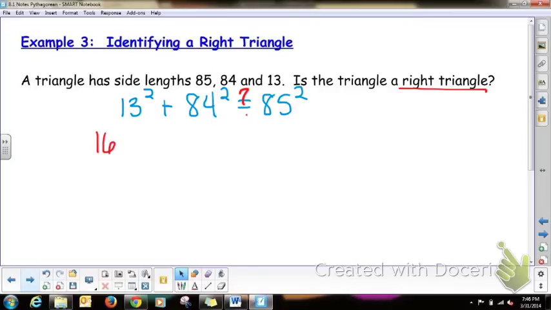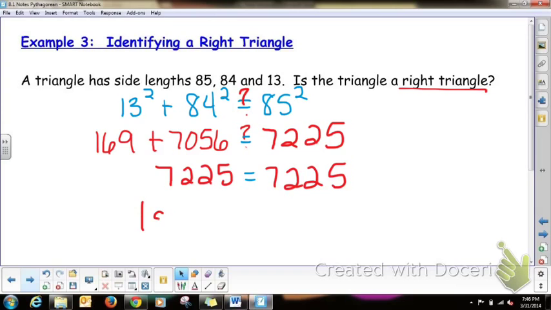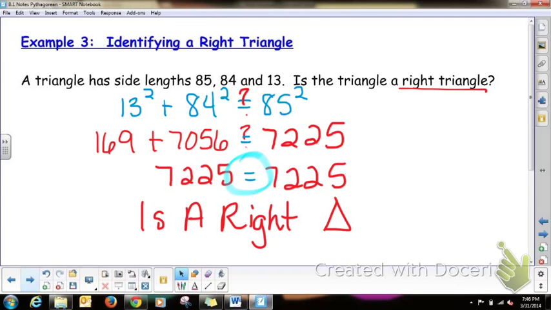So 13 squared is 169. Plus 84 squared is 7,056. Is it equal to 85 squared? Well, 85 squared is 7,225. So, when I add these together, 169 and 7,056, I get 7,225. So, these are equal. Because they are equal, this is a right triangle. If they were not equal, it wouldn't be a right triangle. So because these are equal, it is a right triangle.